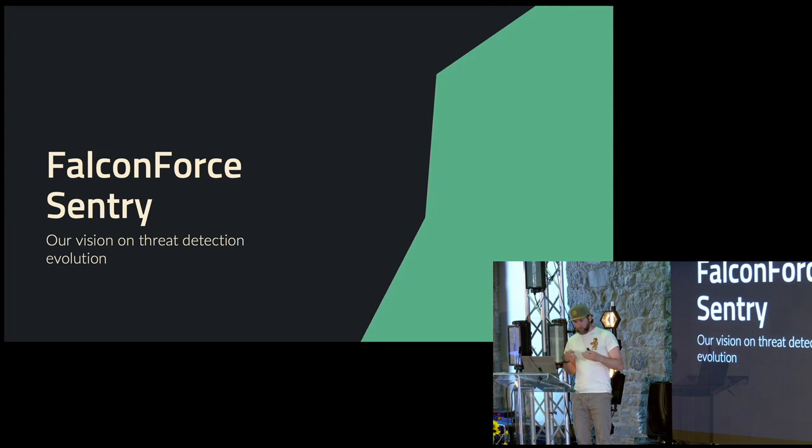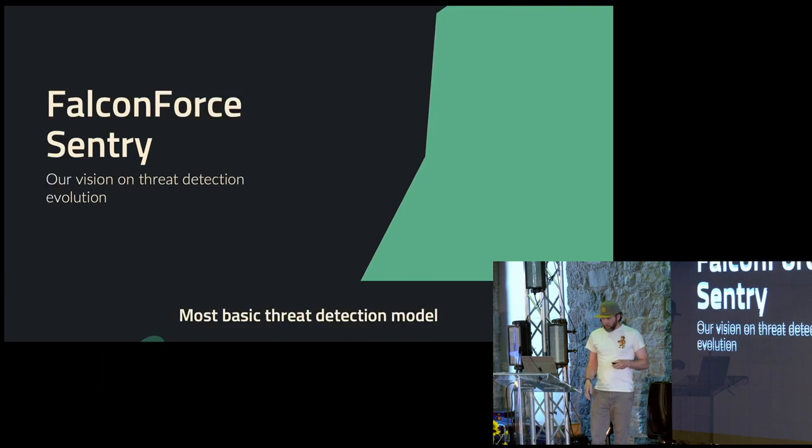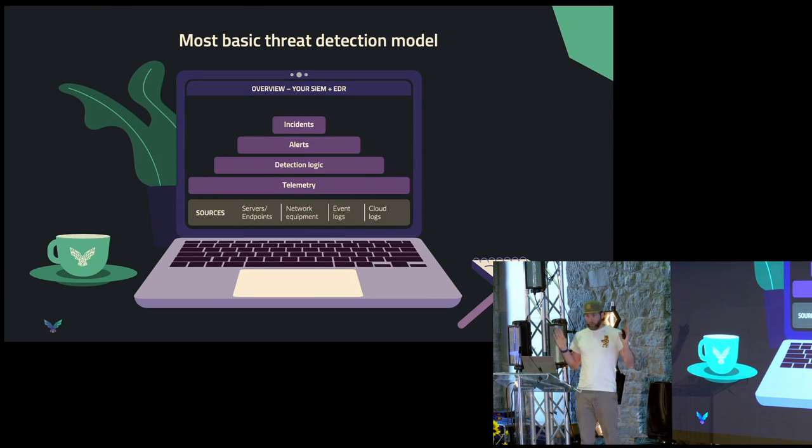And to start off a little bit, we have a division that's called Falcon Force Sentry. And basically that's doing the detect, analyze, and respond bit for our clients. And that starts out with the most basic model that everybody knows, right? So you have all kinds of stuff that generates telemetry. There's all kinds of automated detection logic on top of that that generates alerts or indicators. And they boil down into an incident, hopefully.